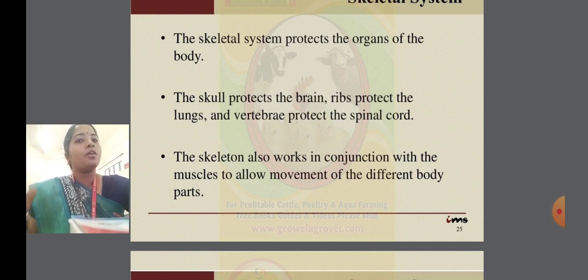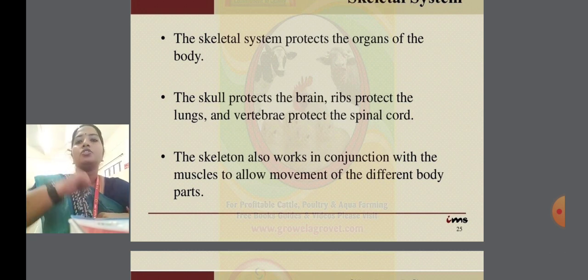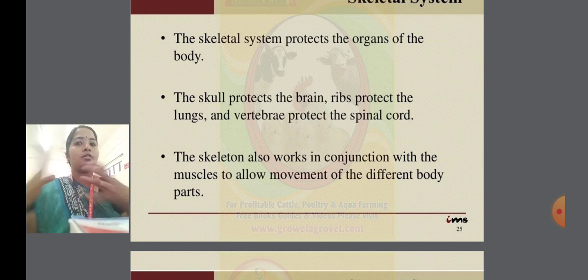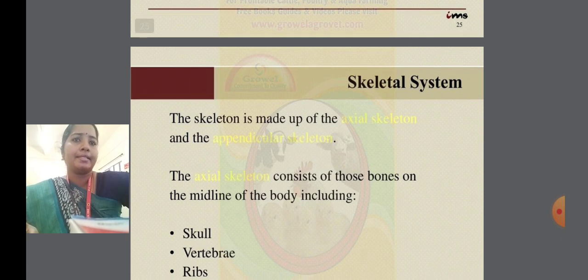So, the skeleton also works in conjunction with the muscles to allow the movement of the different body parts. We are shaking our hands. So, here we are using our bones with the muscles to operate, right? So, what is the skeletal system?